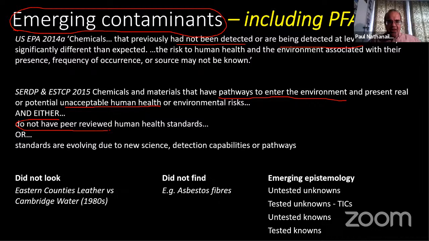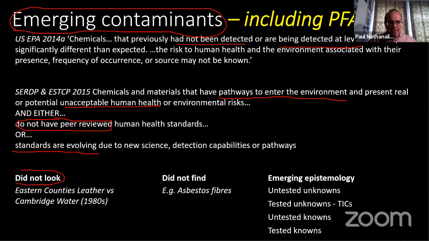There isn't much in the way of peer-reviewed literature on human health standards, or standards are changing. They're evolving very quickly because of new standards, better abilities in the laboratory to detect the chemicals, or new exposure pathways. They are not new. So on the next slide, I'll see why do we have emerging contaminants, but perhaps we didn't look in the past.